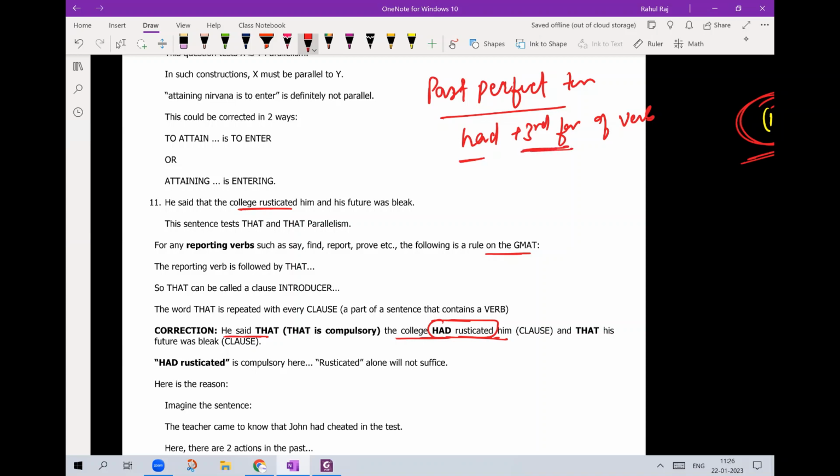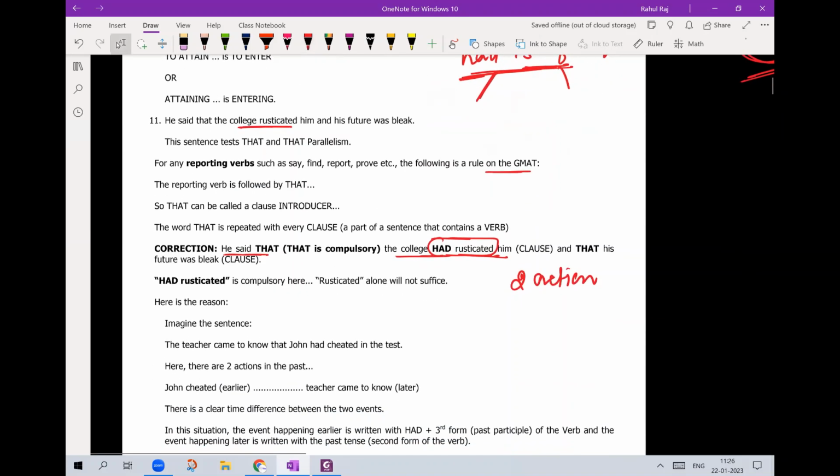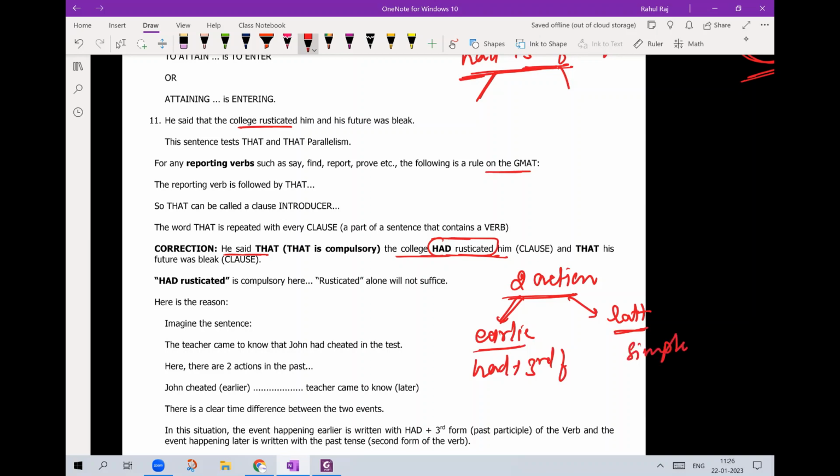The point is, when do you use had plus third form of the verb? When do you use this in the sentence? Please understand, there should be two events in the sentence. If in a sentence there are two actions or two events, whatever you say, and both are the past action, then the action that happens earlier and the action that happens later. So action that happens earlier, you will use had plus third form of the verb. And action that happens later, you will use simple past with it. Now I'll just explain you.